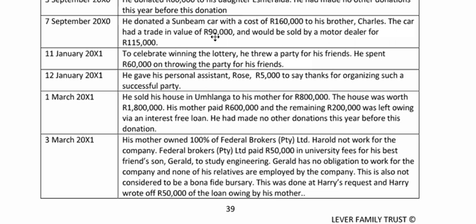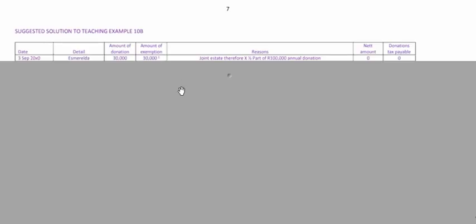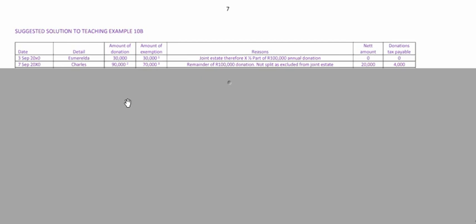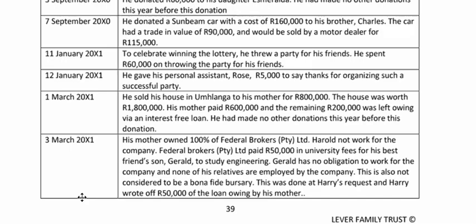Are there any exemptions for his brother? Not specifically. However, there is still part of the general exemption left. So let's have a look. 7 September, Charles, 90,000. We've used 30. There's still 70 left of the annual exemption. Okay. Net amount, 90 minus 70 is 20,000 times 20%. Gives you donations tax payable of 4,000 rand.